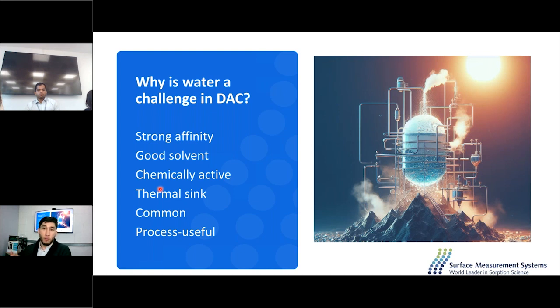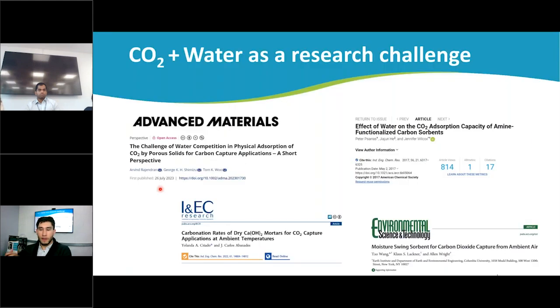It turns out water, or more specifically steam, is very commonly used as a process fluid, and one of the fastest ways of heating to regenerate the material is by using steam. Steam or moisture swing adsorption, or moisture vacuum swing adsorption, is one of the most commonly used methods. So not only is it something that you might find in a direct air capture process, but something that you might introduce yourself. So this is mainly why water is a challenge in direct air capture. And there have been a number of perspectives and research interests that highlight this as a potential interference or as a challenge.